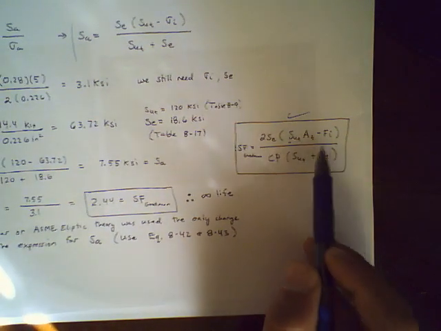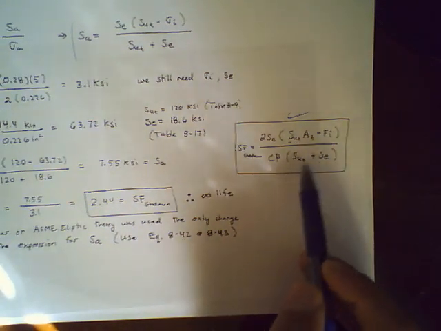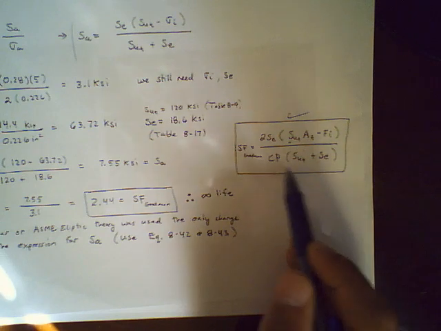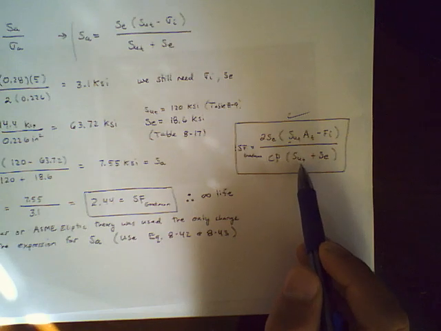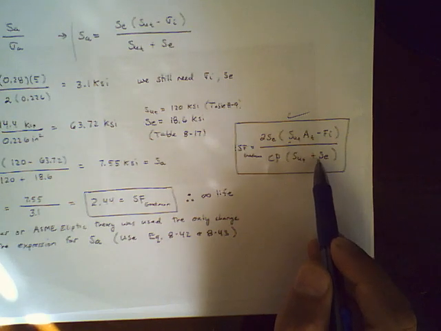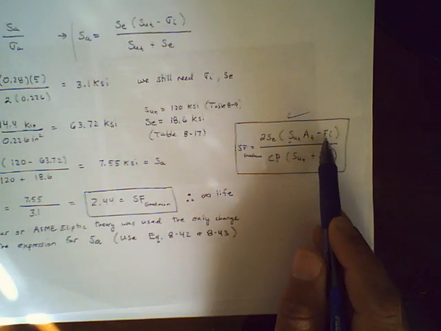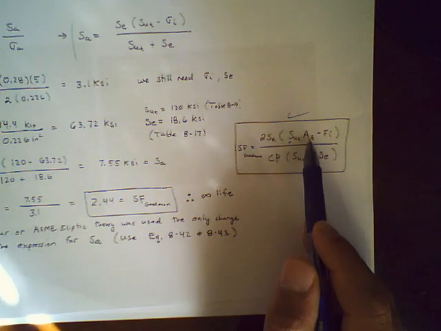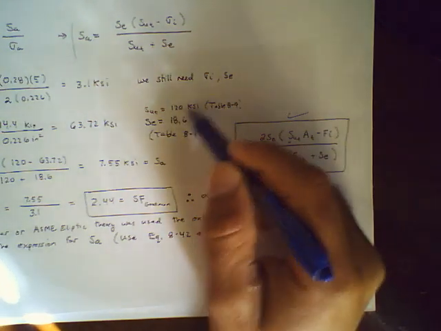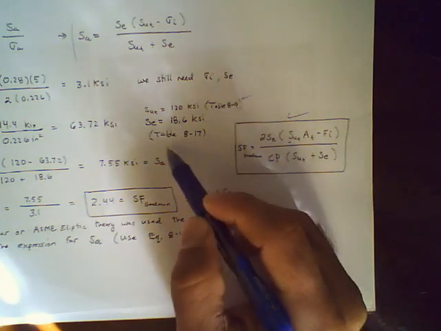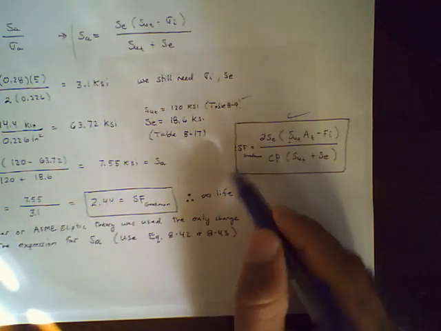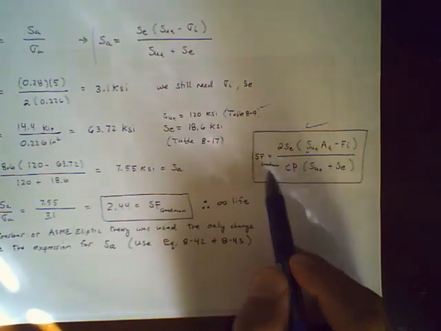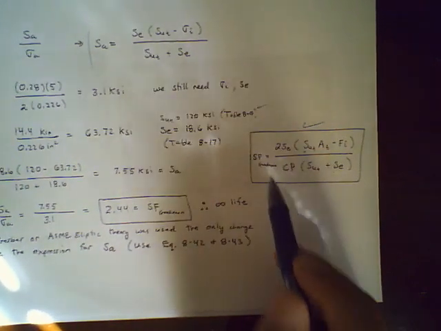What we need to know is all these values. In this case, P is equal to 500. We know our Sut, we know our Se, we know our Fi, the preload, and we know our AT. We get Sut from table 8.9, and Se from table 8.17 that I just showed you. From this, you can calculate that safety factor for fatigue failure.